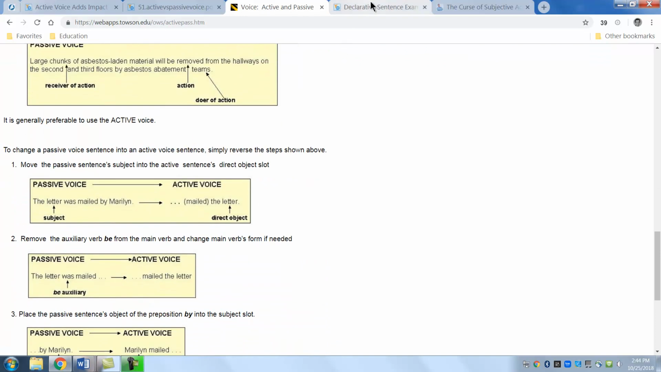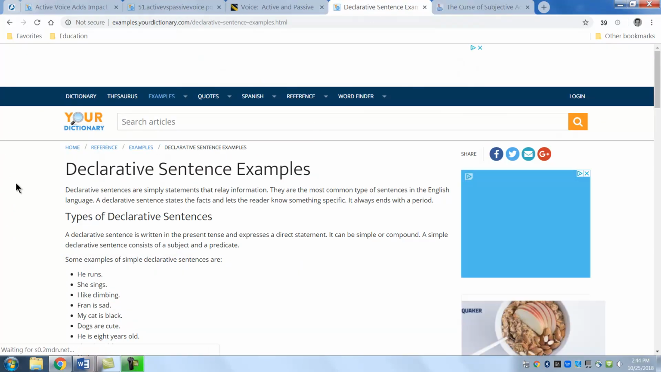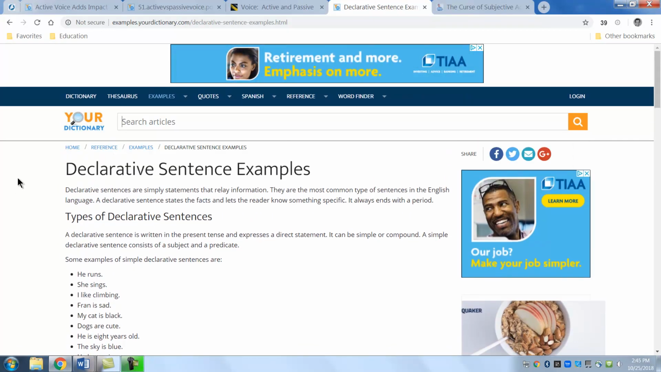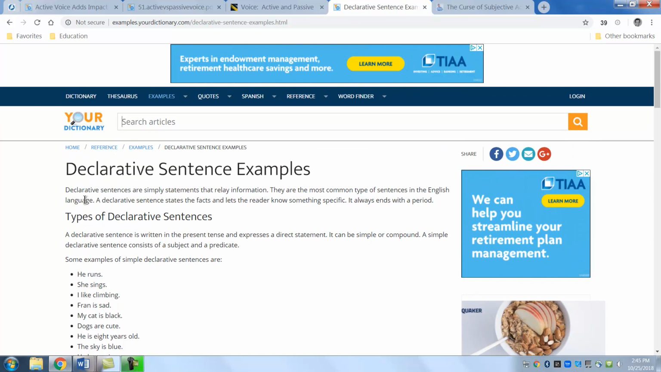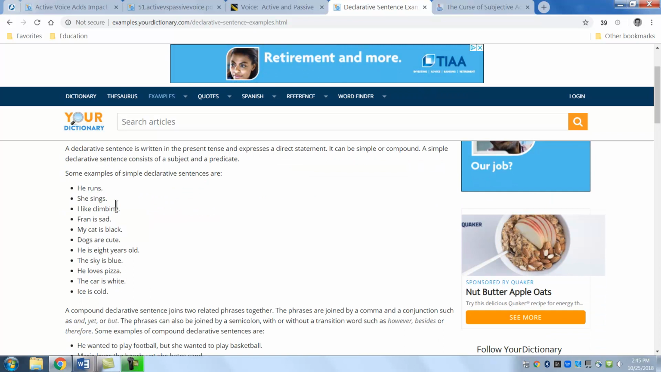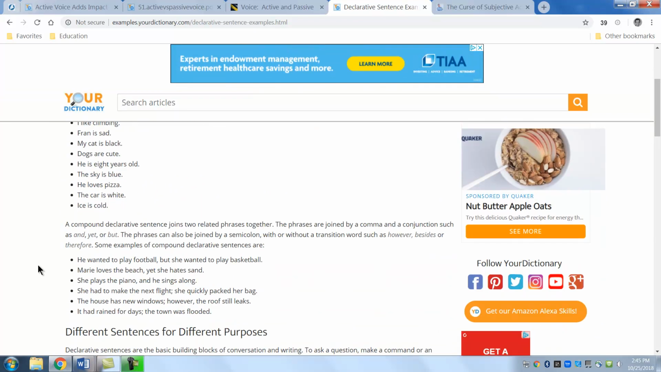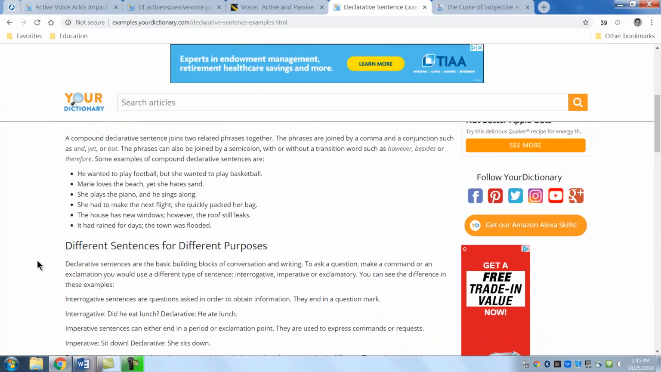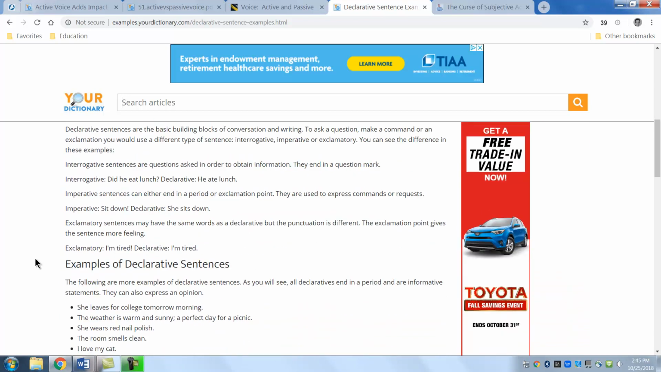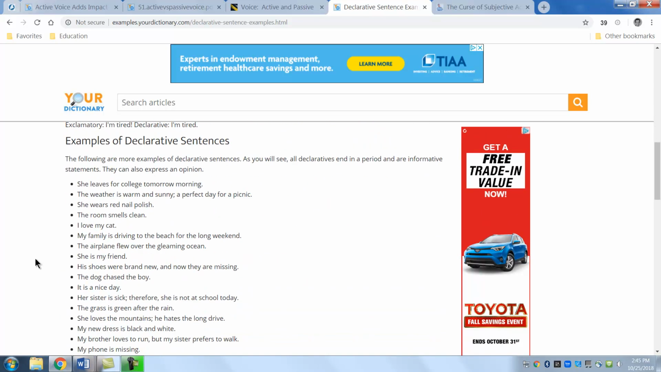The second thing I want to focus on is declarative sentence examples. And when you're writing research, you are giving us the facts. So be direct. And that's what we talk about when we mention declarative sentences. Look at these declarative sentence examples. He runs, she sings, I like climbing, and so on. Okay? So there are different types of declarative sentences. So look at these examples, but that's what I mean when I put in my comments that I want declarative sentences. Okay, and you can see that they're action.